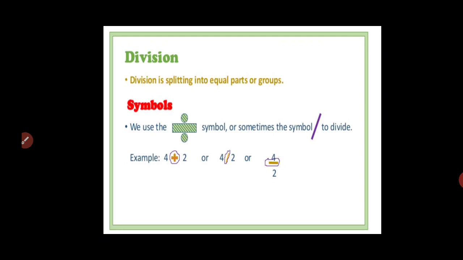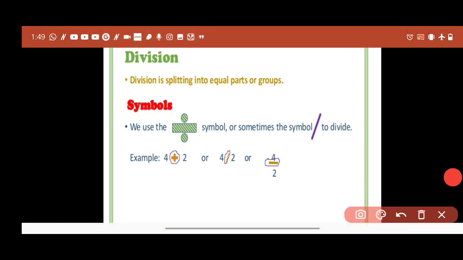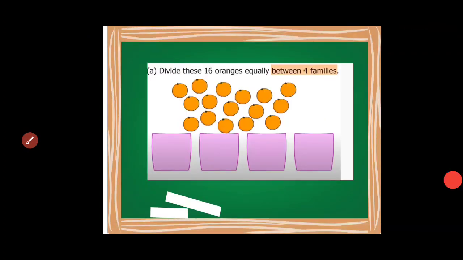Children, what is division? Division simply means splitting into equal parts or groups, or you can say dividing into equal groups. The symbol for division is a dash with a small dot above and below that dash. Sometimes the symbol slash is also used to divide. So if you want to divide two numbers, you use this symbol. Let's understand this concept with the help of an example now.